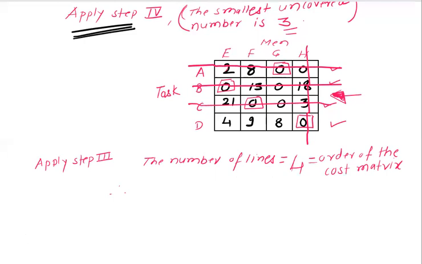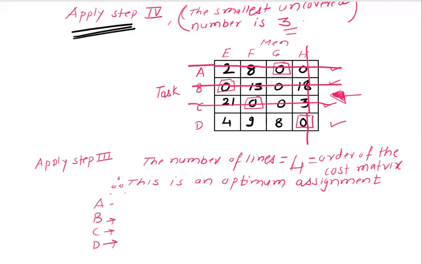So what is the optimum assignment? Therefore, this solution is an optimum assignment. And what is the optimum assignment? So first write down the assignment. What is the assignment? Tasks A, B, C, D, and these tasks are assigned to which person? So this is an assignment.